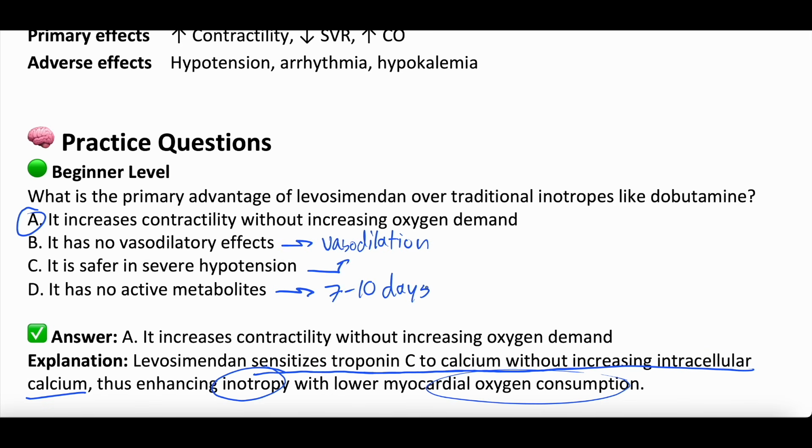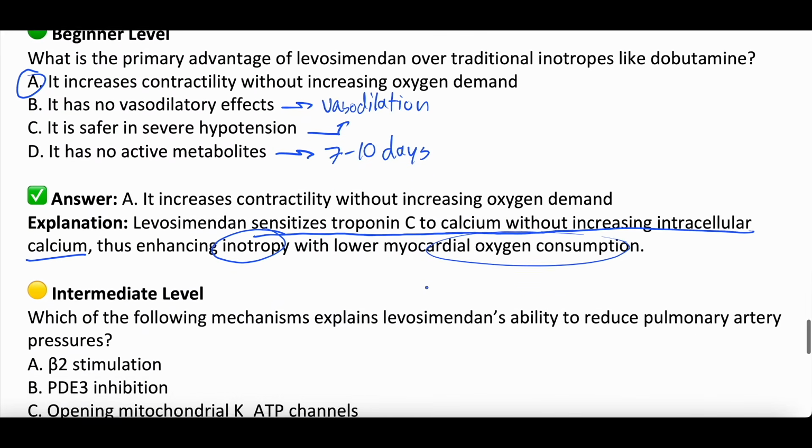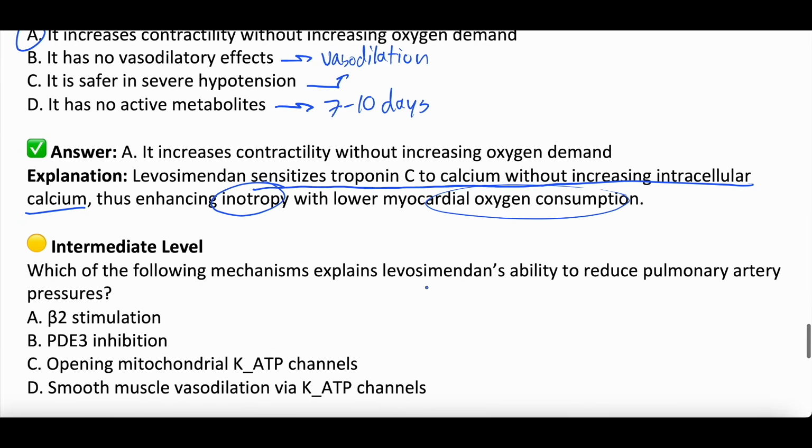All right, intermediate level question. Which of the following mechanisms explains levosimendan's ability to reduce pulmonary artery pressures? A. Beta-2 stimulation. B. Phosphodiesterase 3 inhibition. C. Opening mitochondrial potassium ATP channels. Or D. Smooth muscle vasodilation via potassium ATP channels. Pause here if you need more time.